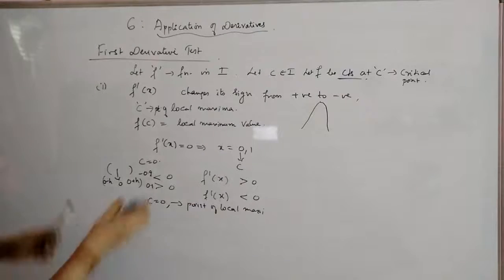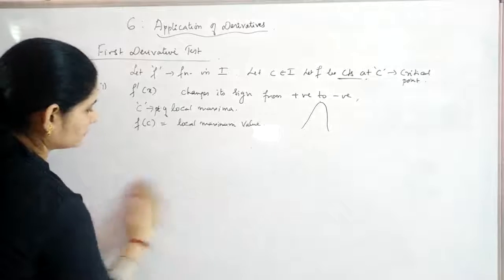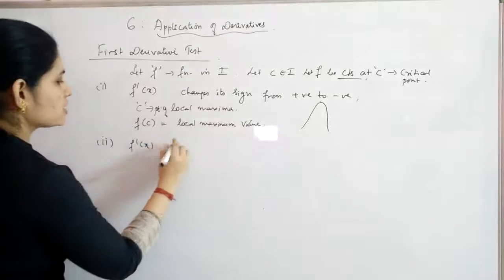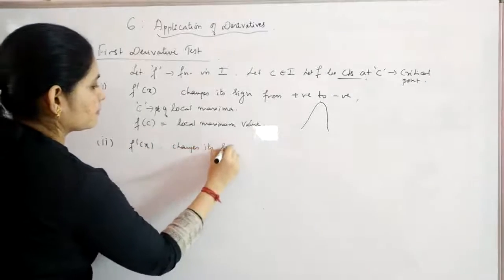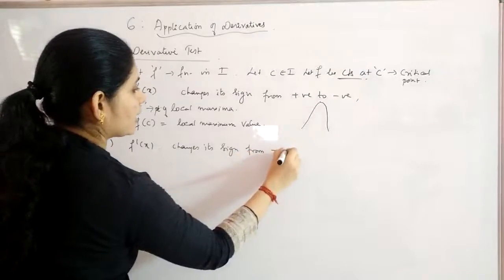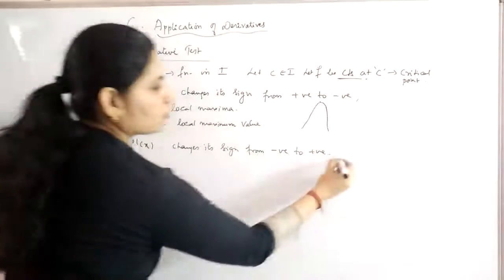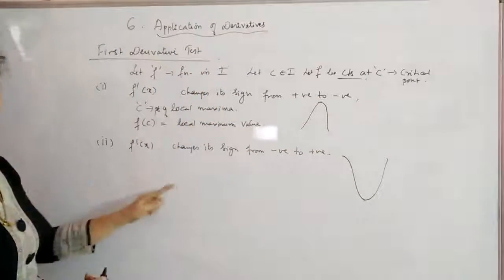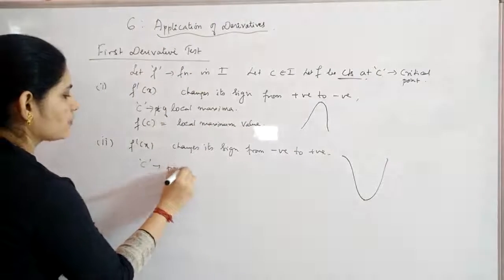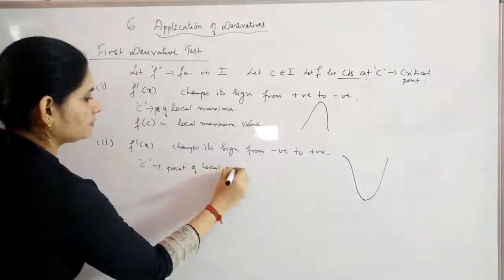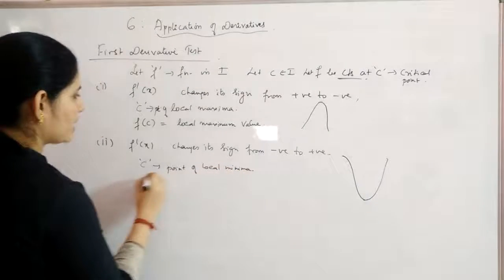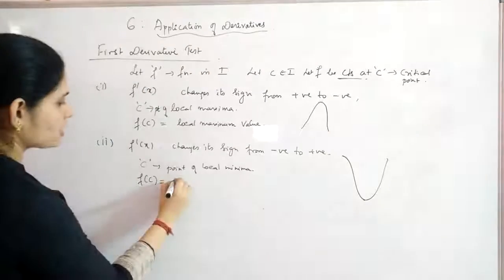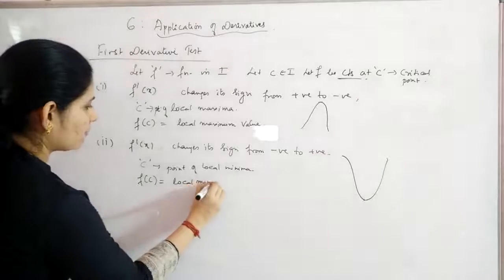Okay, now for the second case, that is when the function's derivative f dash of x is changing its sign from negative to positive. Negative to positive means the function will come like this and then go up. So at that point, C will be the point of local minima. And f of C, again you are substituting in the function, f of C will give you the local minimum value.